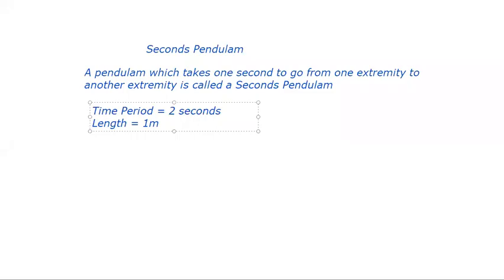Today we are going to learn about the seconds pendulum. What is a seconds pendulum? A seconds pendulum is a pendulum which takes 1 second to go from one extremity to another extremity.